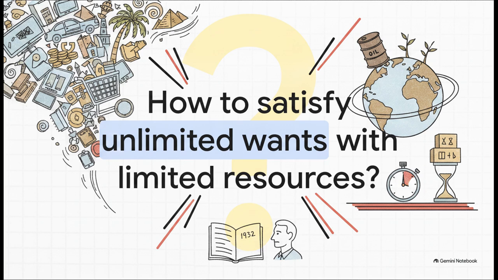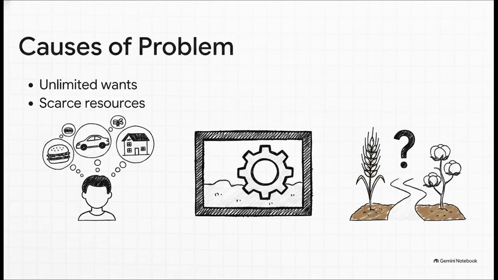Let's be honest, if we could, most of us would totally want an infinite supply of new shoes, endless streaming content, maybe even a private jet, but the planet only has so much stuff to go around. The source material breaks this economic problem down into a pretty logical chain reaction. It starts with this never-ending loop.